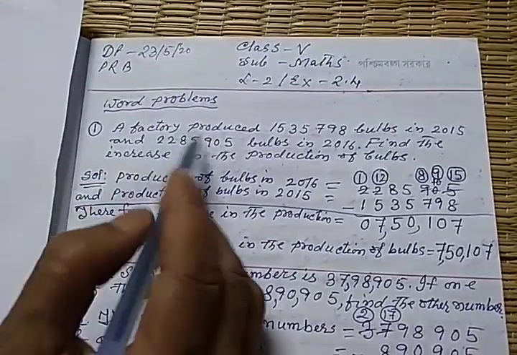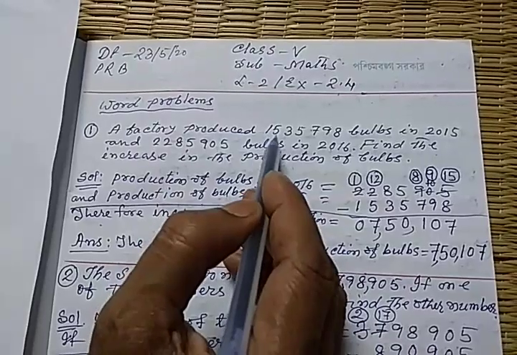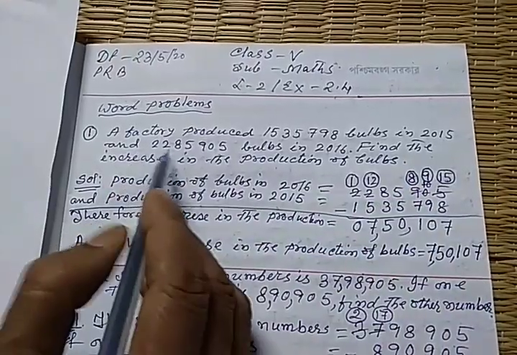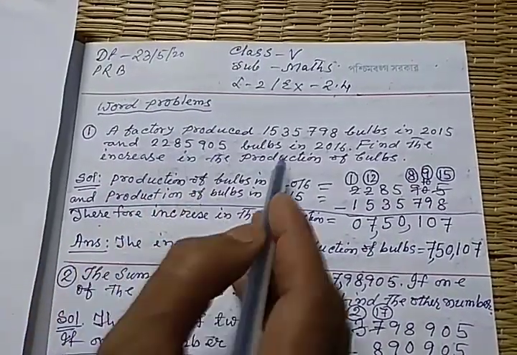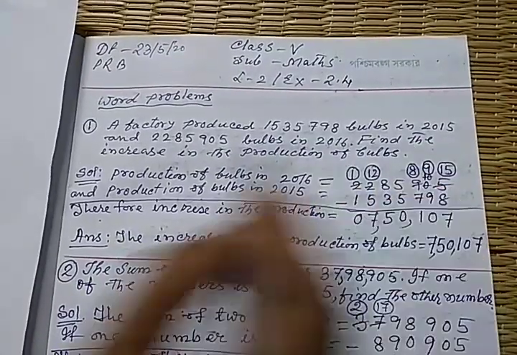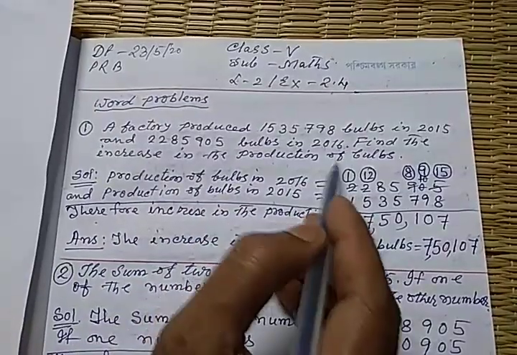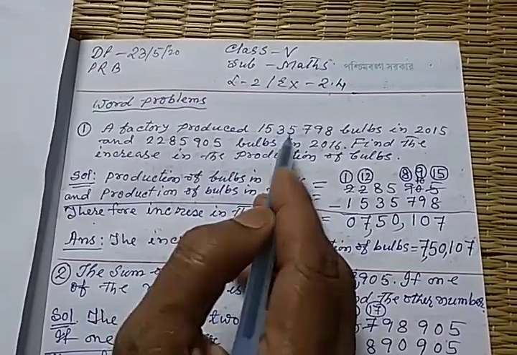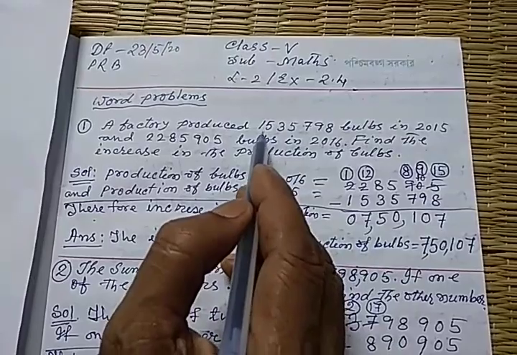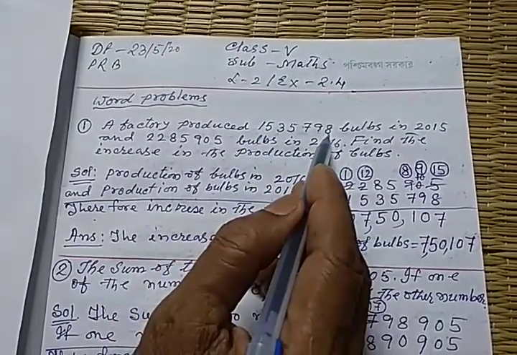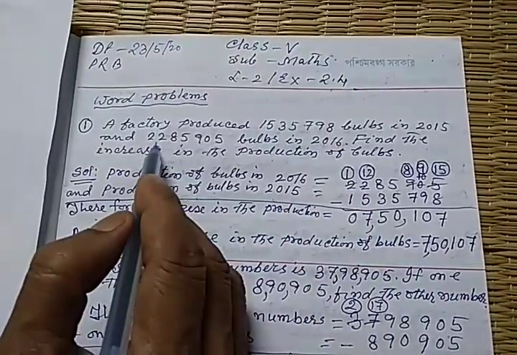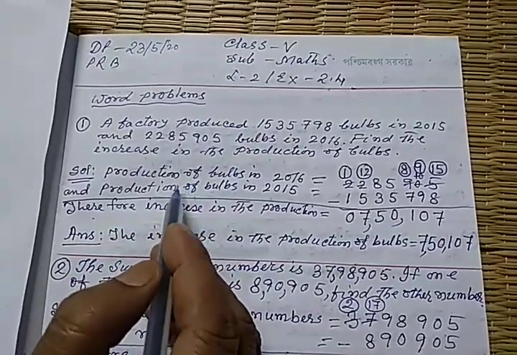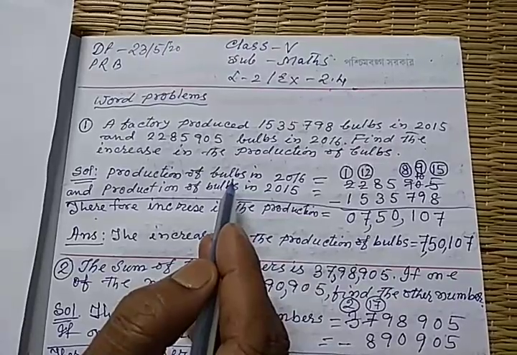First word problem: a factory produced 1535798 bulbs in 2015 and 2285905 bulbs in 2016. Find the increase in production of bulbs. Here you see that there are different numbers of bulbs in 2 years. In 2015 it was 1535798 bulbs, and in 2016 it is 2285905 bulbs. Now we have to find out the increase in the production of bulbs.